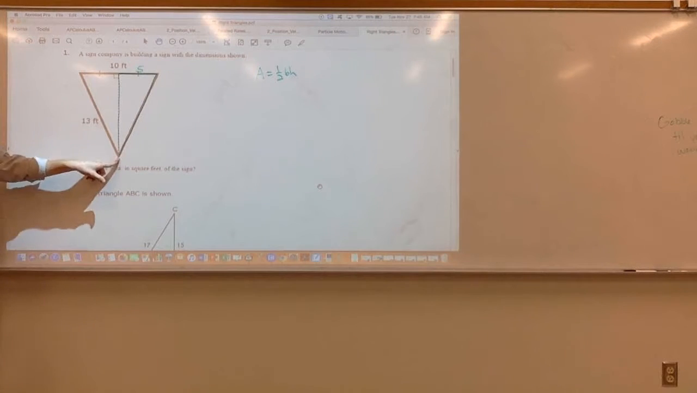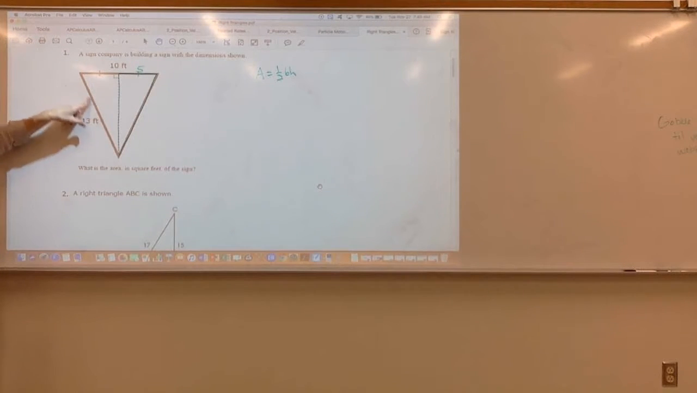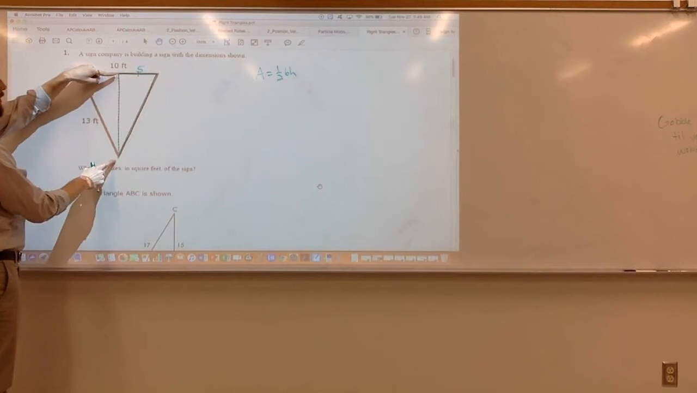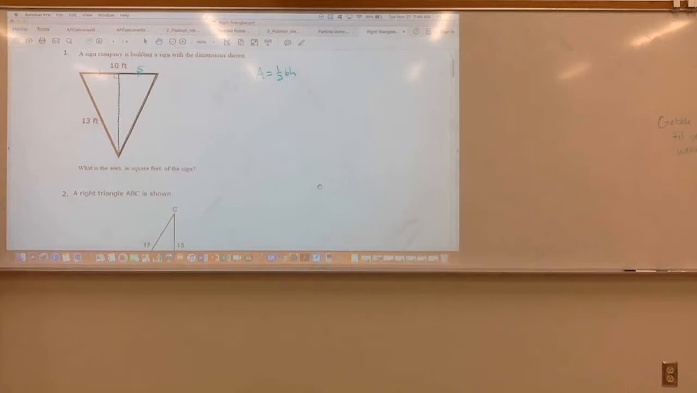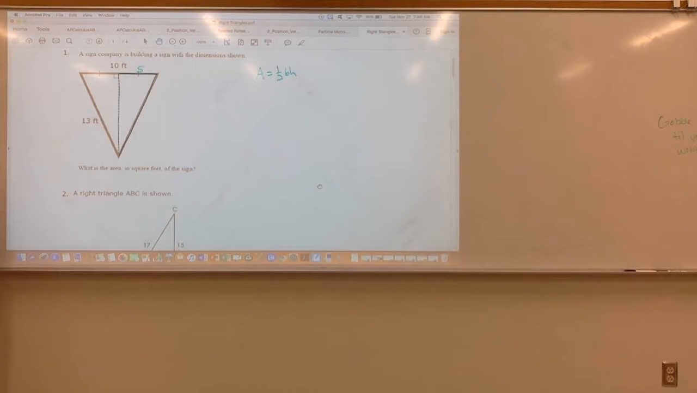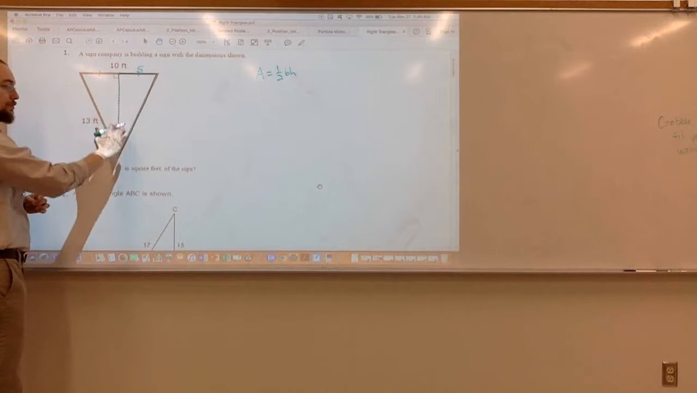This 13 is not one of the 2 dimensions that I need. It's not the base or the height. The 2 dimensions that I need will be this length and this length. Base and height always meet at a right angle. That's an important idea. So this 13 is not the base or the height. I will need to use it, though, to find the height.